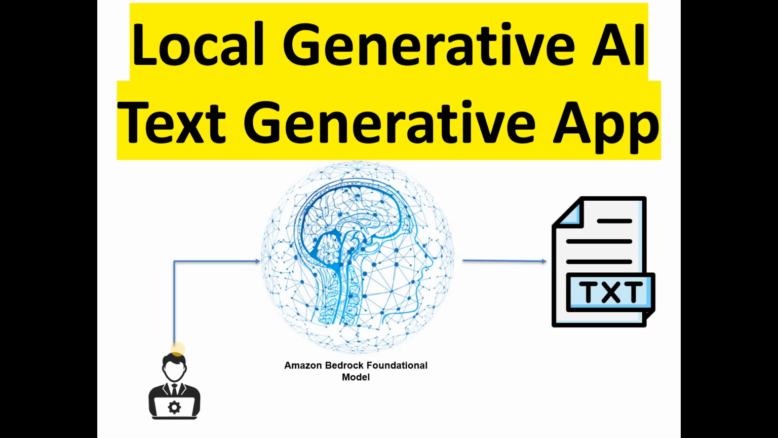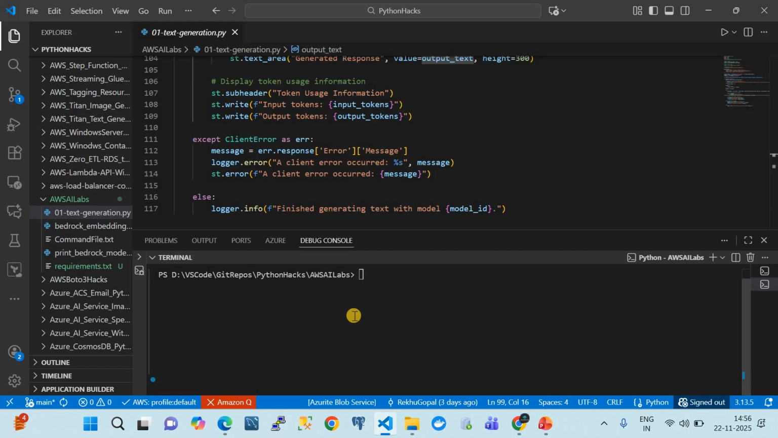And then we can see that a text gets generated based on the prompt queries that we ask with the Amazon Bedrock foundation model. So let's get started. I'm going to walk you through the source code, and then we also see the demo right away now. So this is my VS Code.